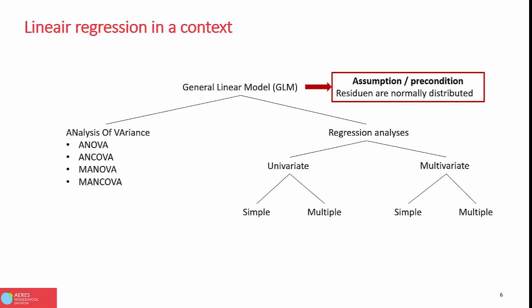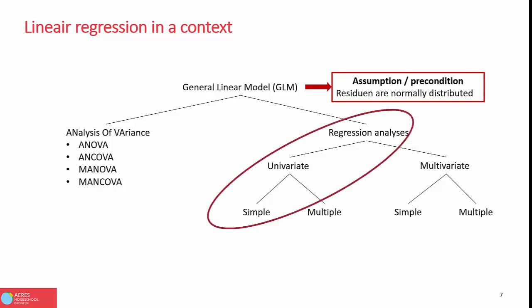Under it, we have the so-called univariate and multivariate analysis. Univariate means that we only have one independent variable. Multivariate means we have multiple independent variables. Under both we have the so-called simple and multiple regressions. Simple meaning we have only one dependent variable, and multiple meaning we can have multiple dependent variables as well.